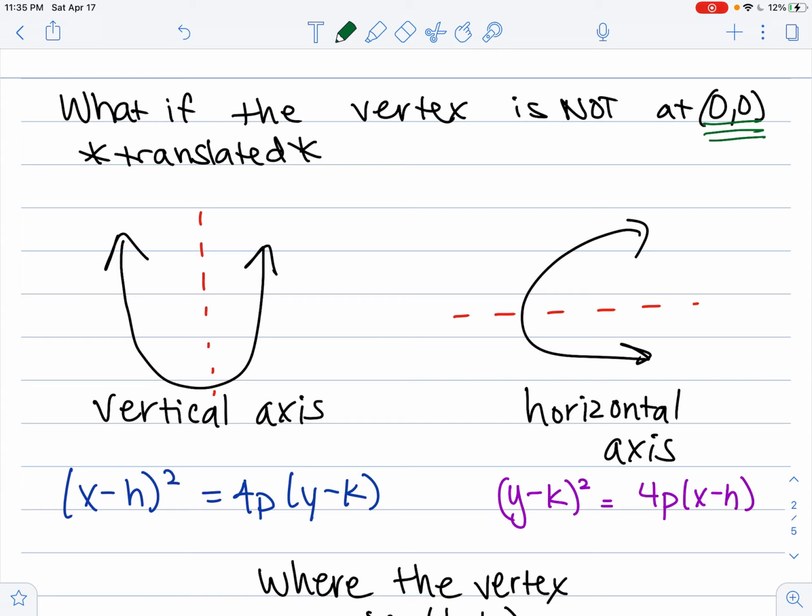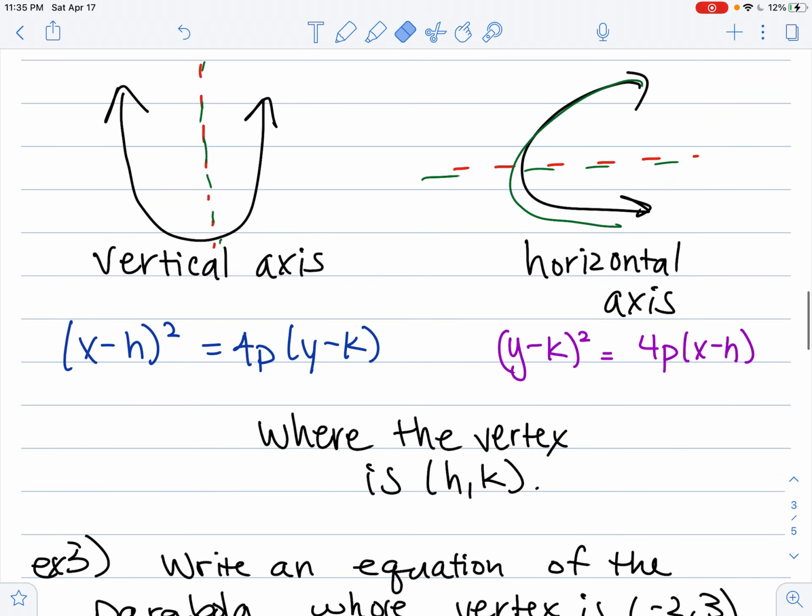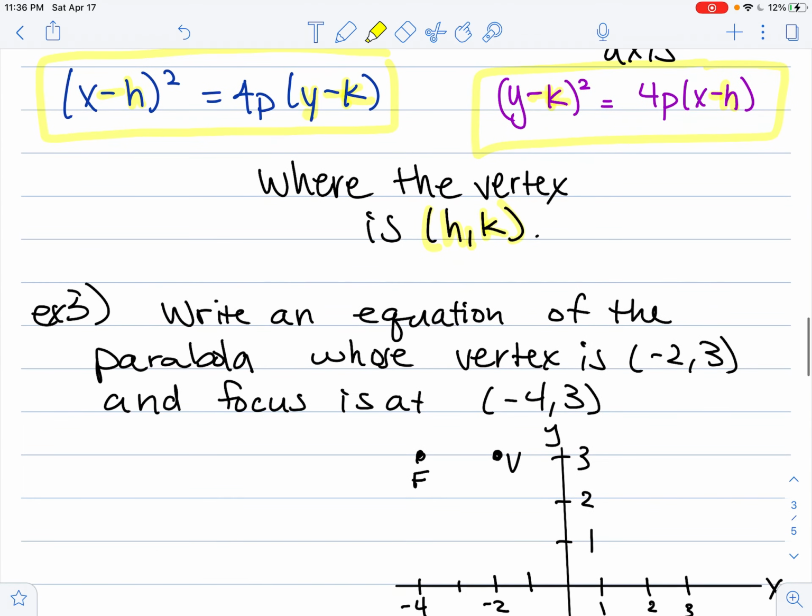Now, what if the vertex is not at the point 0, 0? What if it's translated? So remember, if it's vertical, it's got a vertical axis. If it's a horizontal parabola, it's got a horizontal axis. Then these would be our translated forms of a parabola, where the vertex is h, k. So it looks very, very similar to what it did before. The only difference is we're subtracting an h inside the x quantity, and we're subtracting a k inside the y quantity. Remember, k always goes with the y, h always goes with the x. Okay, write that down.